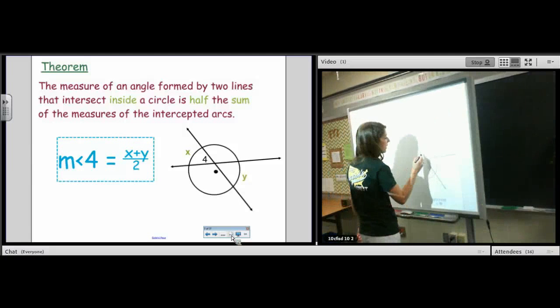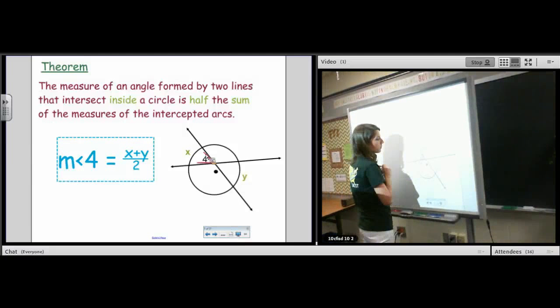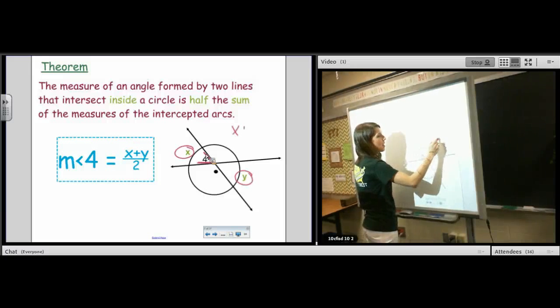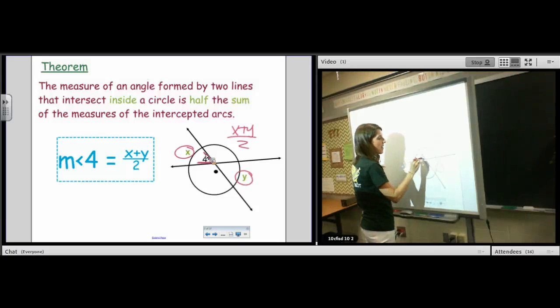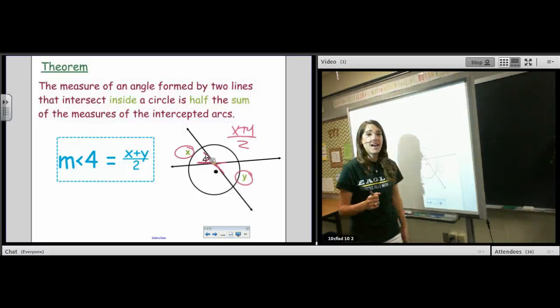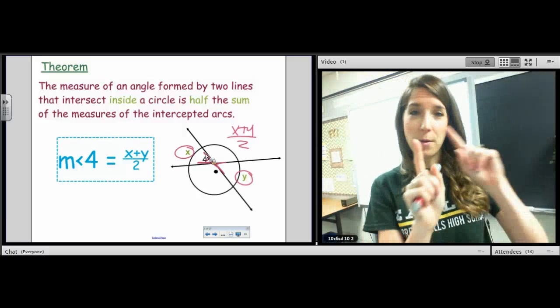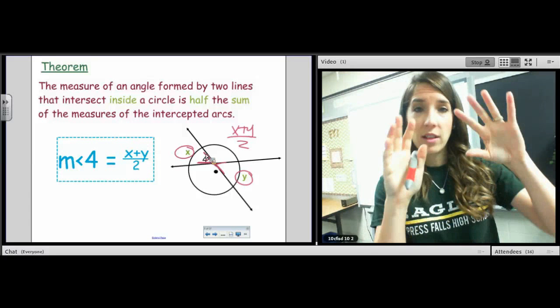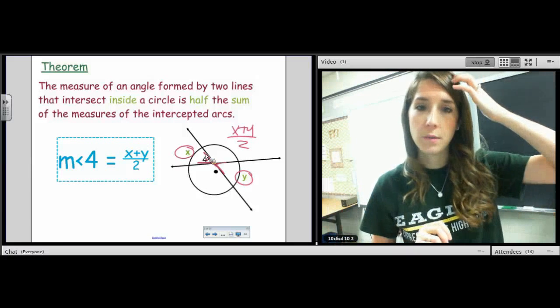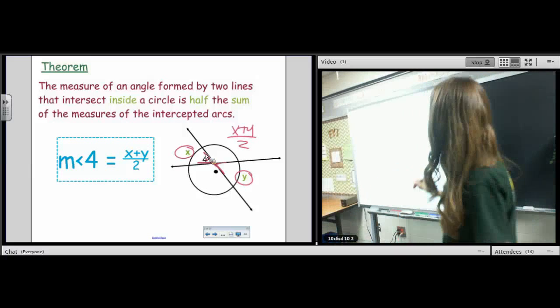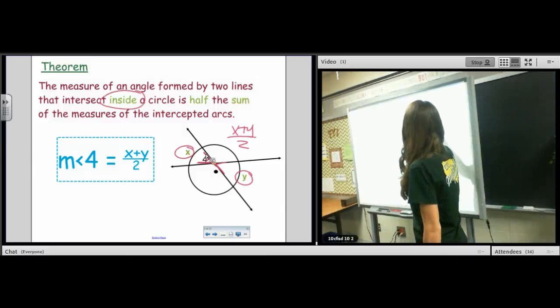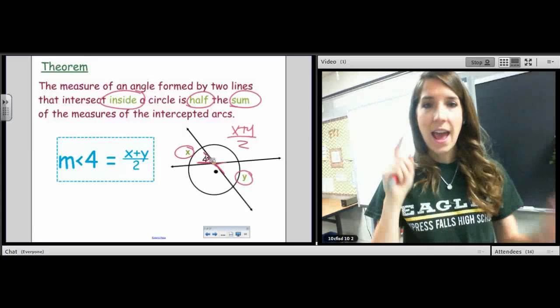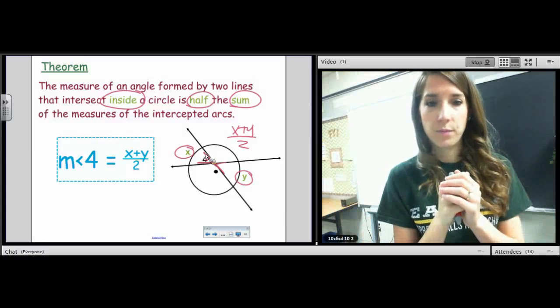So let's say you're looking for angle 4. You take this arc, you take this arc, you add them up and divide by 2, and that's the measure of angle 4. It's also the measure of this angle because those are vertical angles. So you're finding both of those angles at the same time by looking at what arcs both angles open up to. Okay? So if an angle is inside a circle, you add the arcs and divide by 2. Inside, add the arcs and divide by 2.